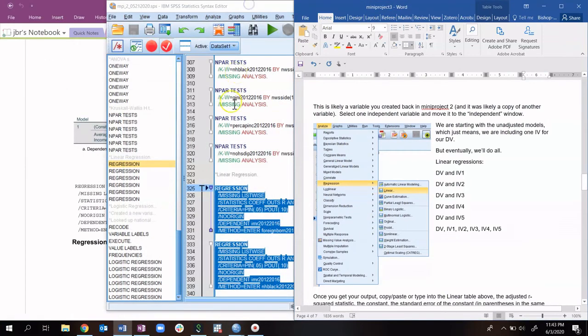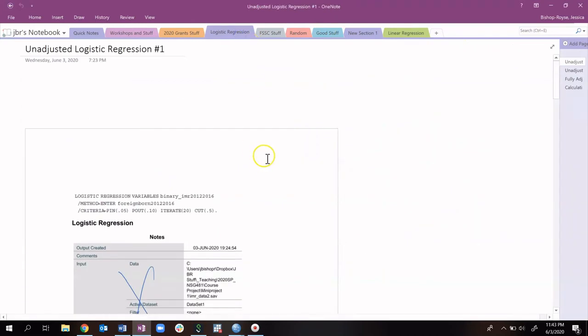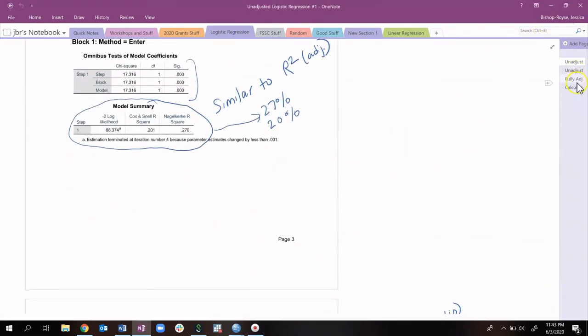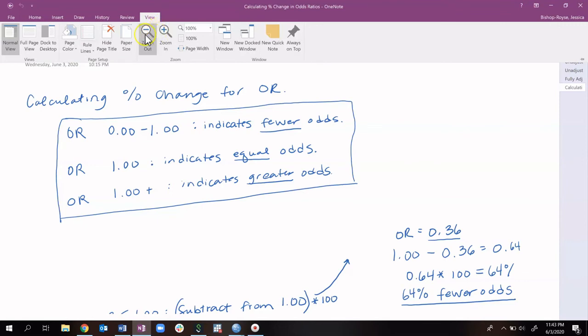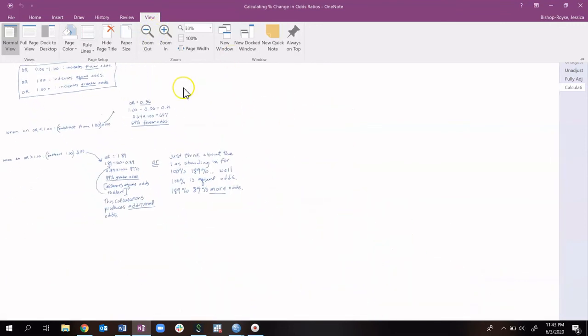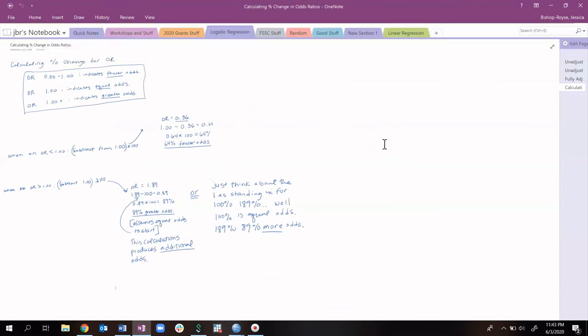In terms of actual interpretation, I got sidetracked. Let me get to my logistic regression output. Okay, so first I want to just lay this out there because I recognize it is confusing. With logistic regression, we often will talk about the percent change in the odds, okay? So how we do that is we take odds ratios that are between 0 and 1, and we say those indicate fewer odds, okay? And if you think about this, this makes sense.